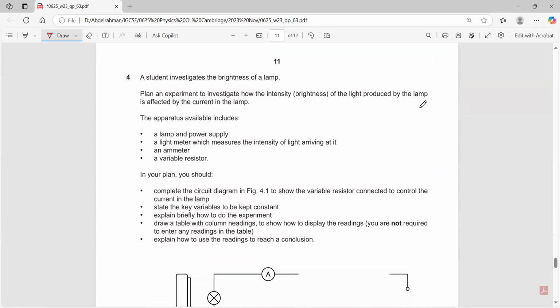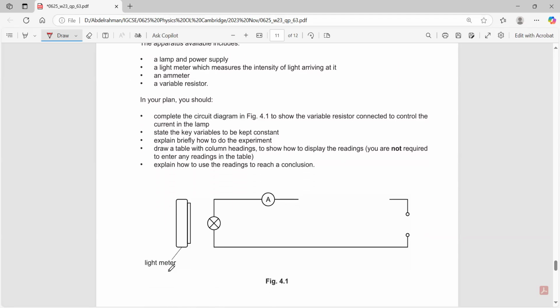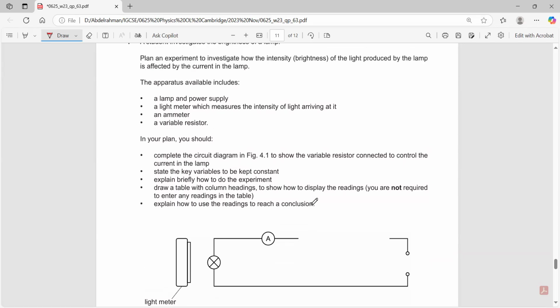Plan an experiment to investigate how the intensity of the light produced by the lamp is affected by the current in the lamp. Intensity, you have this light meter. What is this light meter? It measures the intensity of the light, right?